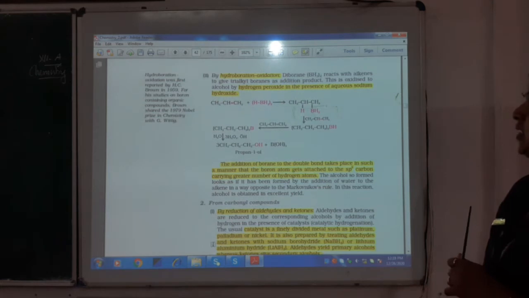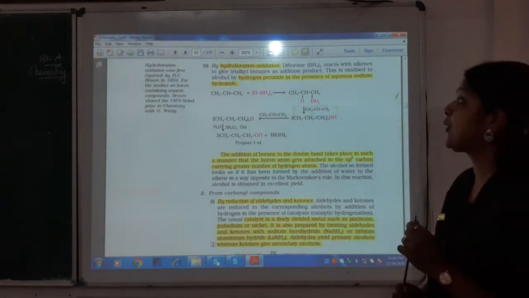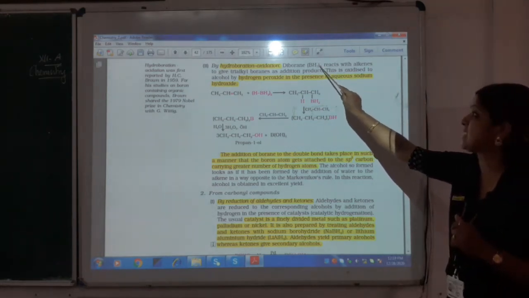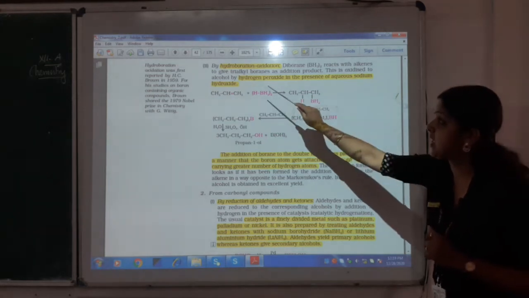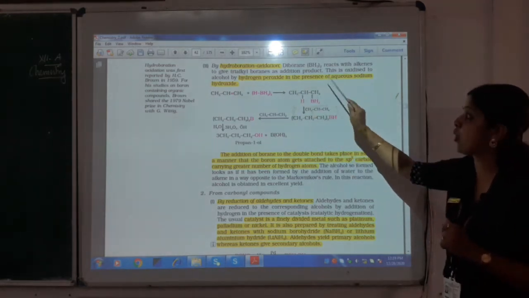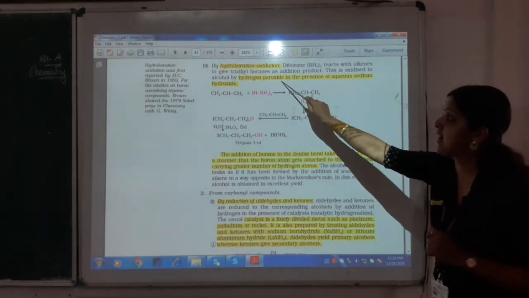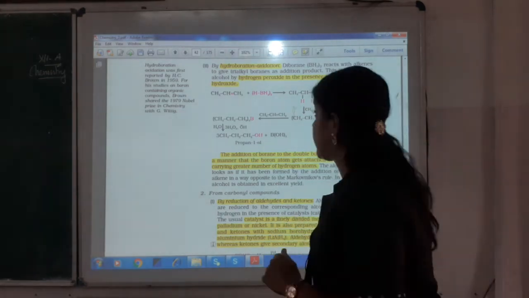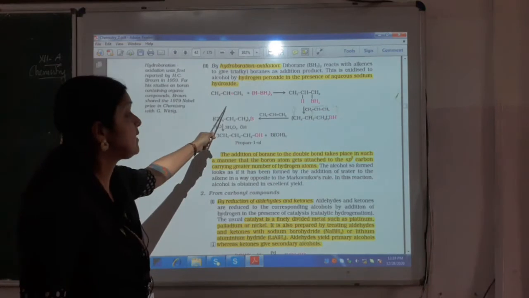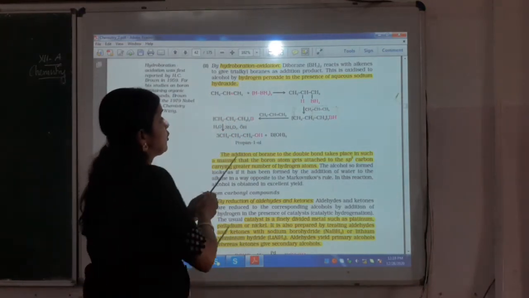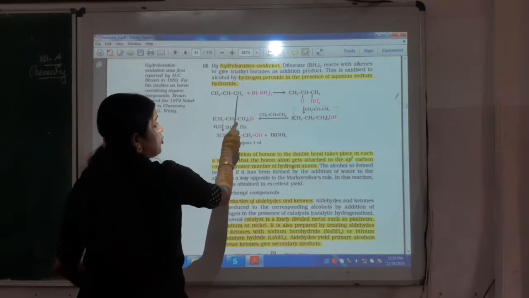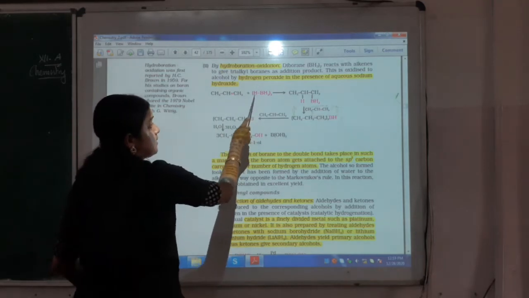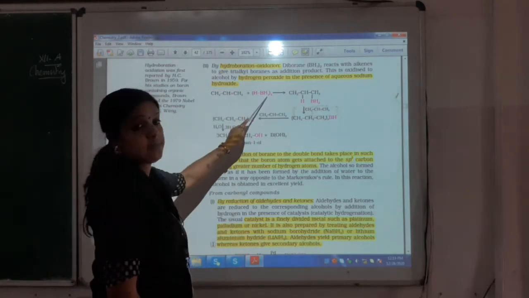The second reaction is again an easy reaction, which is called hydroboration oxidation. That is diborane, which is nothing but B2H6. It reacts with alkenes to give trialkyl boranes as addition product. This is oxidized by hydrogen peroxide in the presence of aqueous sodium hydroxide. What is actually happening in the reaction? If you see, this is propene which reacts with diborane. Hydrogen comes in attacking, BH2 comes in attacking, the double bond gets broken. Both the carbons are substituted, one by hydrogen and one by BH2.